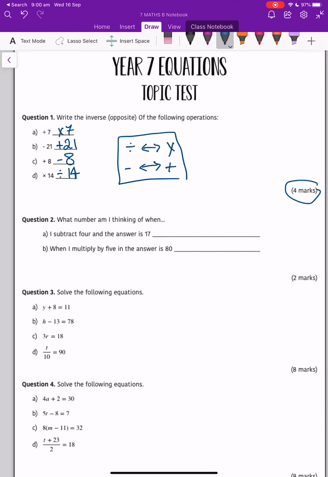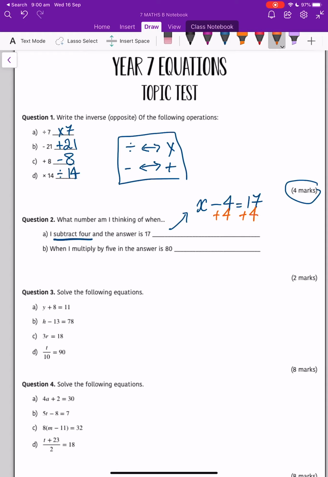Now, the next question says, when I subtract 4, what number am I thinking of when I subtract 4 and the answer is 17? Now, you might know this just already, but if you don't, here is how you work it out. So we don't know this number, so let's call it x. Okay, when I subtract 4, the answer is 17. So x minus 4 equals 17. Now, in order to find out what x is, we need to get it by itself. So let's do the opposite operation. So the opposite of subtracting 4 is to add 4.